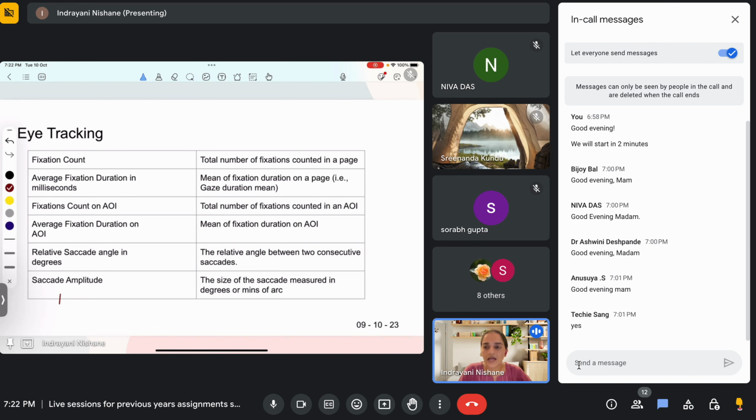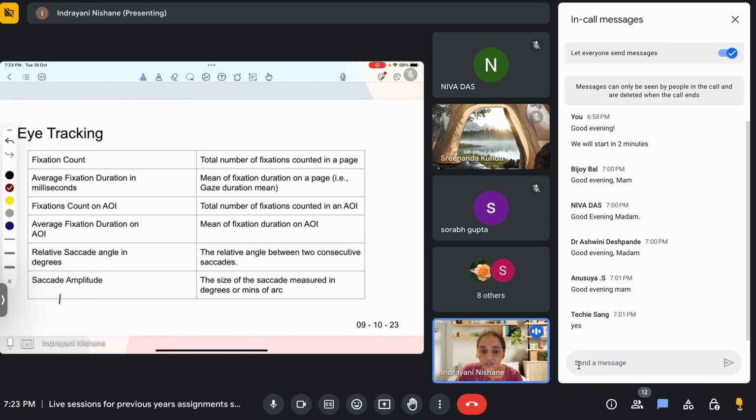The average fixation count. Fixation is when you are staring at something. If there is a table on the screen, maybe I am fixating on that table, continuously looking at it. So that is fixation. Fixation count is the total number of fixations, how many times I constantly looked at whichever content on that page. So that gives us the fixation count.